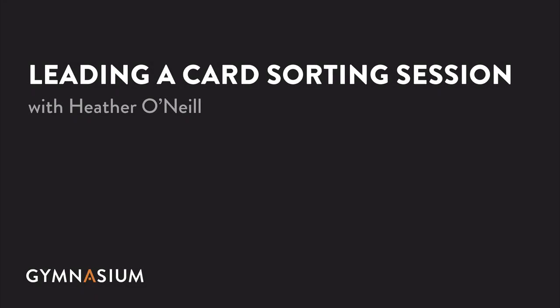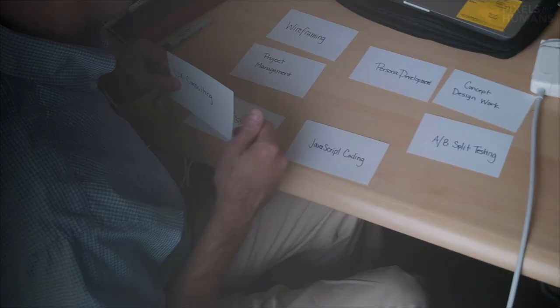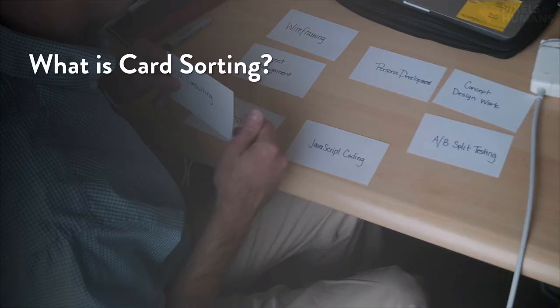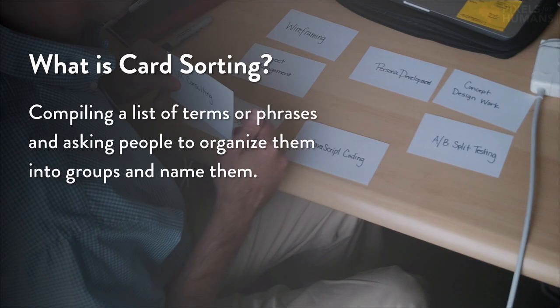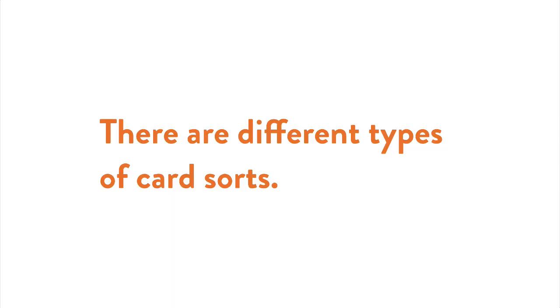In this tutorial, you'll learn what a card sort is and how to conduct a successful card sorting session. Card sorting involves creating a list of terms or phrases and then asking people to organize them into groups. Card sorts can be very useful in building something from the point of view of your user rather than making assumptions. It's common to perform different types of card sorts at different stages of a project.